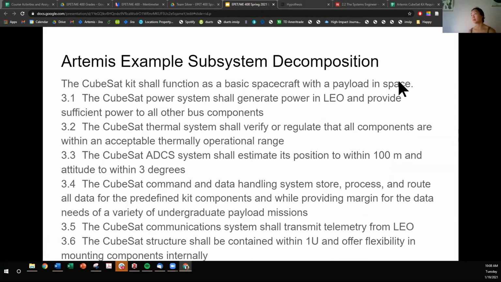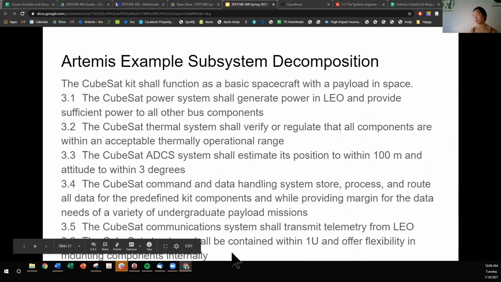The Artemis example subsystem decomposition. So let's take one of the system requirements from the Artemis kit. The CubeSat kit shall function as a basic spacecraft with a payload in space. To decompose it, we have additional requirements that break it down.